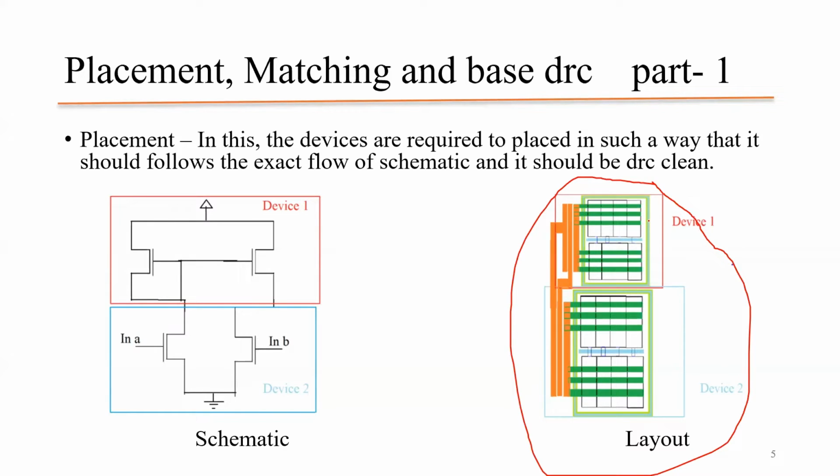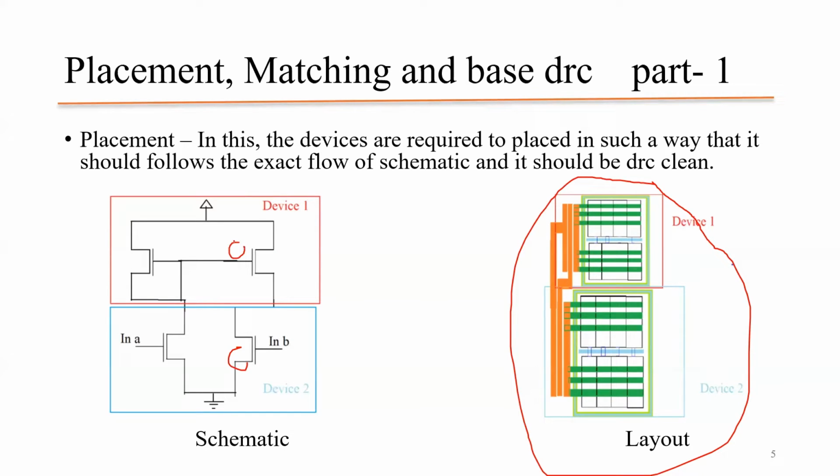You have put the device. And one more thing to remember: while putting the devices, you should follow the signal flow of the schematic. Suppose this is a signal flow. This is one kind of block and this is another block. This one is called a differential pair, and this is called the current mirror.